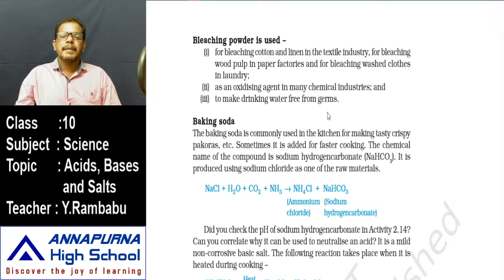Actually, oxygen means its chemical formula is O2. Nascent oxygen means simply it is written as O within small brackets. That is nascent. It produces nascent oxygen. This nascent oxygen makes the colored substance into colorless substance. And not only that, the other use of this bleaching powder is it is used as a disinfectant in water.